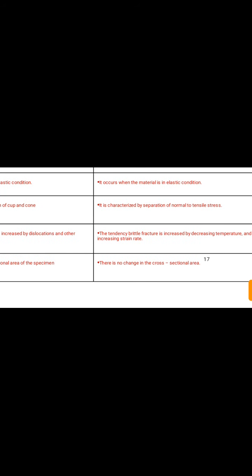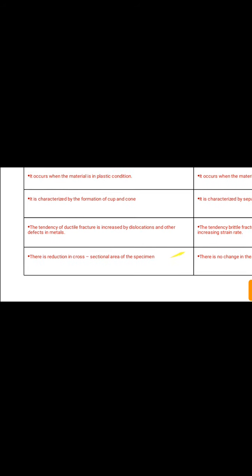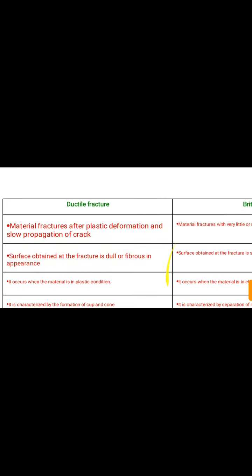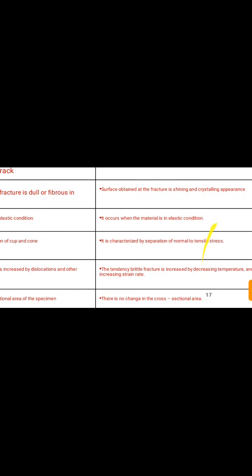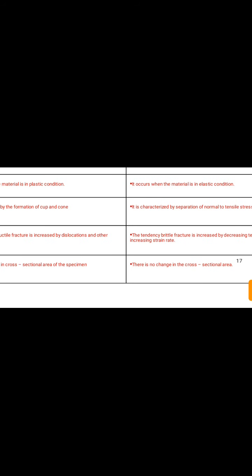The tendency of ductile fracture is increased by dislocations and other defects in metals. The tendency of brittle fracture is increased by decreasing the temperature, as we have already seen. In ductile fracture, there is a reduction in cross-sectional area, but there is no reduction in cross-sectional area in brittle fracture. You all know that, because when necking occurs there is a reduction in cross-sectional area.